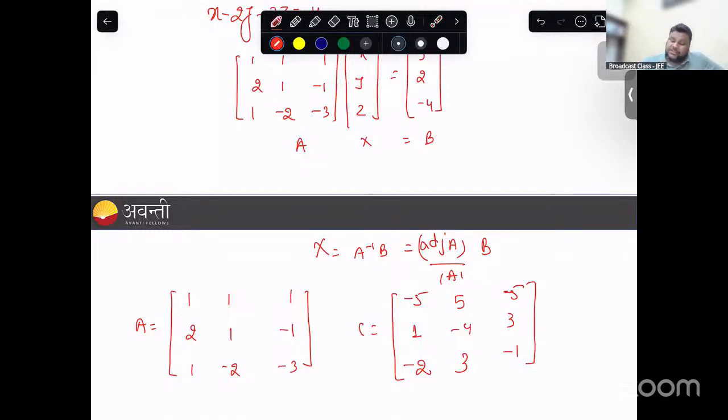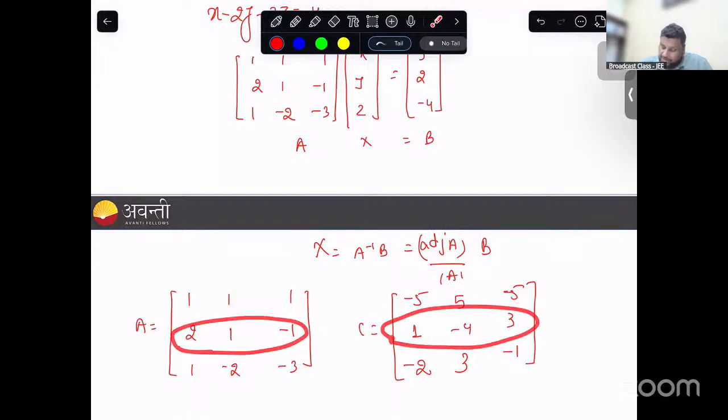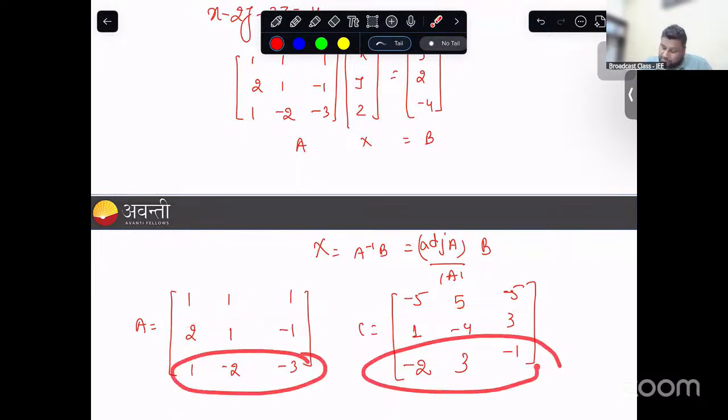Now, verification. See, elements of first row, cofactors of first row. What is the value? Product is -5. Then elements of second row, cofactors of second row. It is 2 -4, 2 -4 -3, -7 +2, -5. Elements of third row, cofactors of third row. -2 -6 -8 +3, -5. That is also fine.